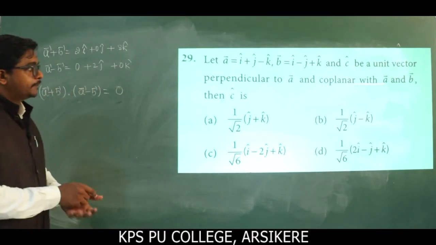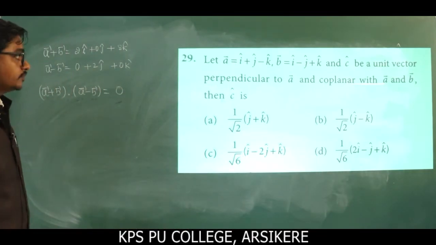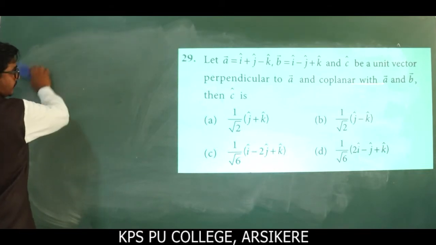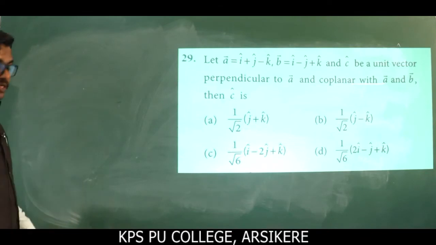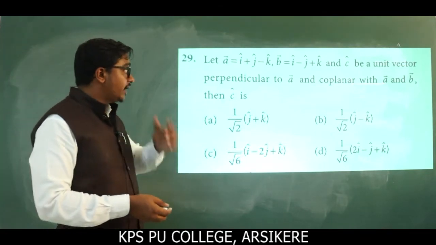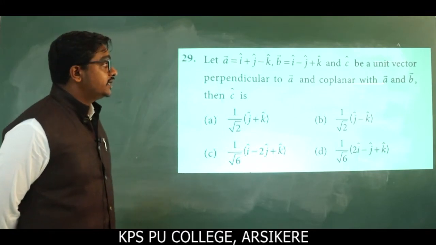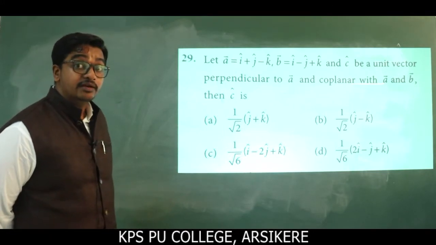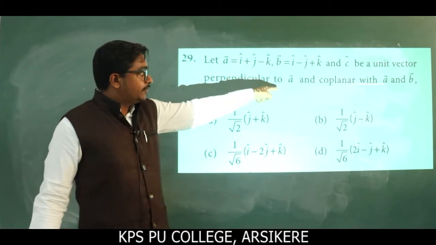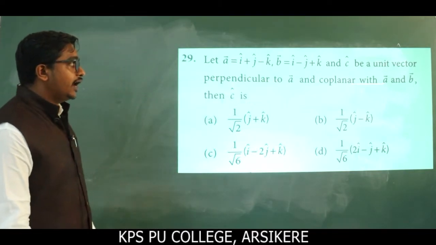Question number 29. Let vector A be equal to i plus j minus k and vector b be equal to i minus j plus k and c cap be a unit vector. They have given us that the unit vector c cap is perpendicular to A and coplanar with vector A and vector B.